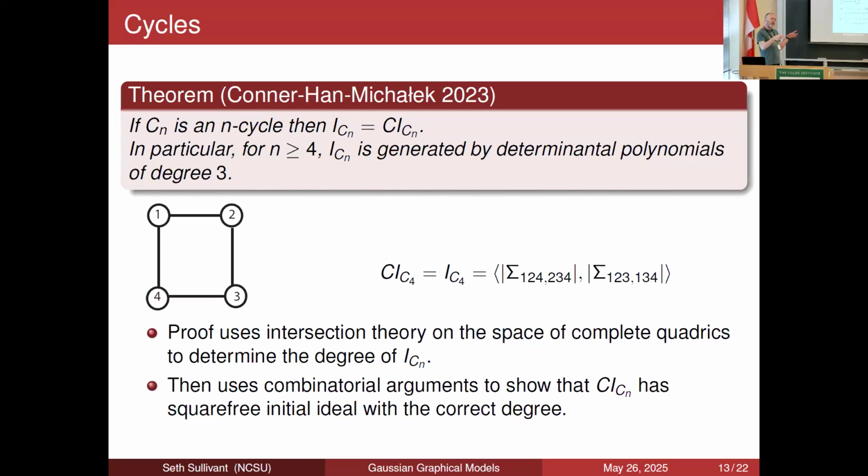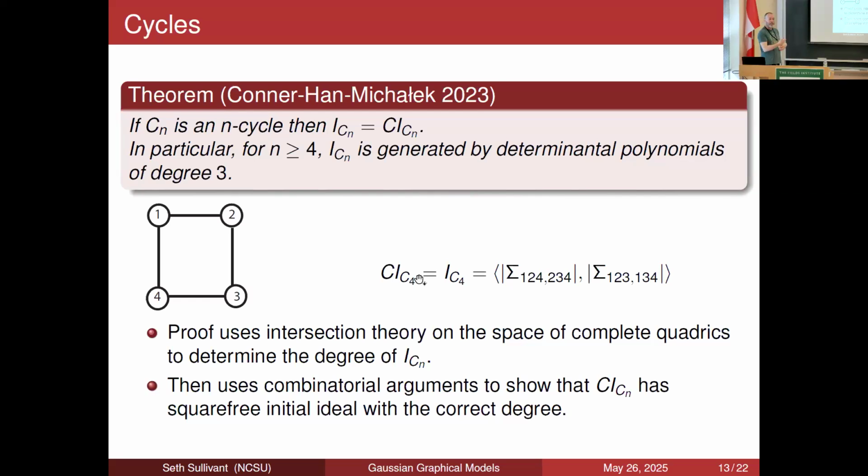That's because in a cycle, every interesting separating set is going to have 2 elements. So it's going to be a conditional independence of a set from another set given a set of size 2, because that's what you need to slice the cycle in half to disconnect it. So you're going to get a bunch of 3 by 3 minors in that case.